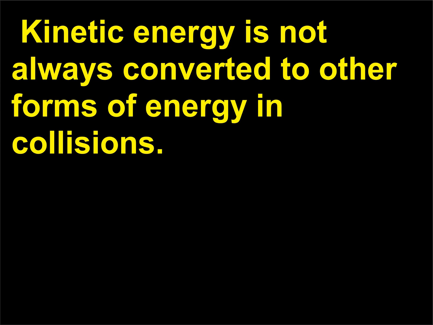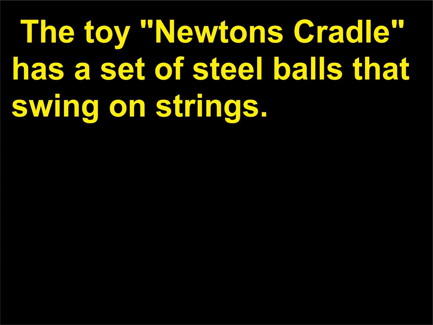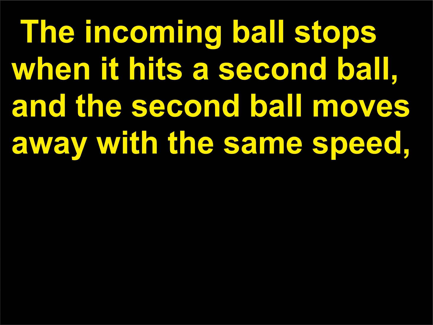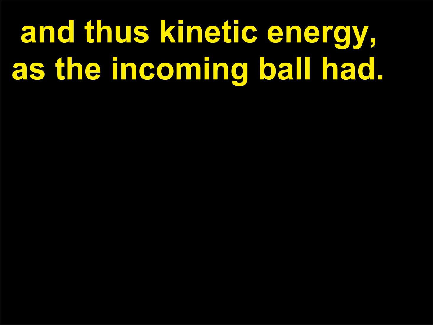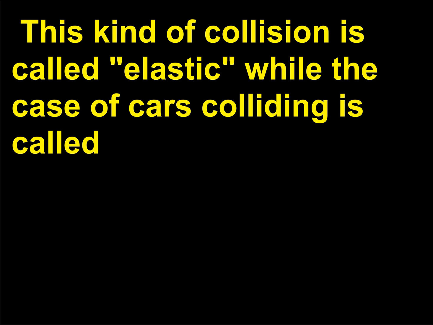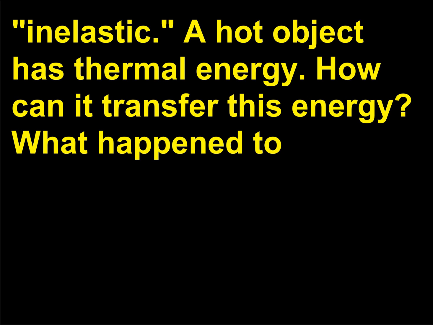Kinetic energy is not always converted to other forms of energy in collisions. The toy Newton's cradle has a set of steel balls that swing on strings. In these collisions, kinetic energy is almost totally conserved. The incoming ball stops when it hits a second ball, and the second ball moves away with the same speed, and thus the same kinetic energy, as the incoming ball had. Collisions of pool or billiard balls are another case where kinetic energy is conserved. This kind of collision is called elastic, while the case of cars colliding is called inelastic.